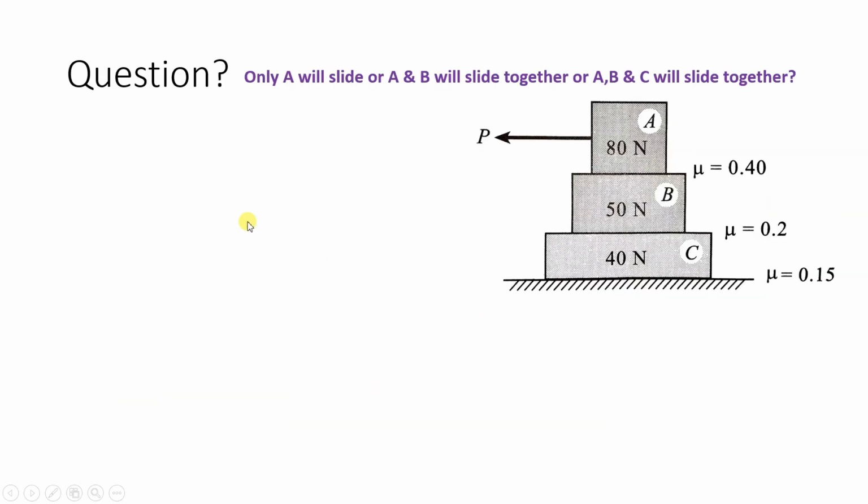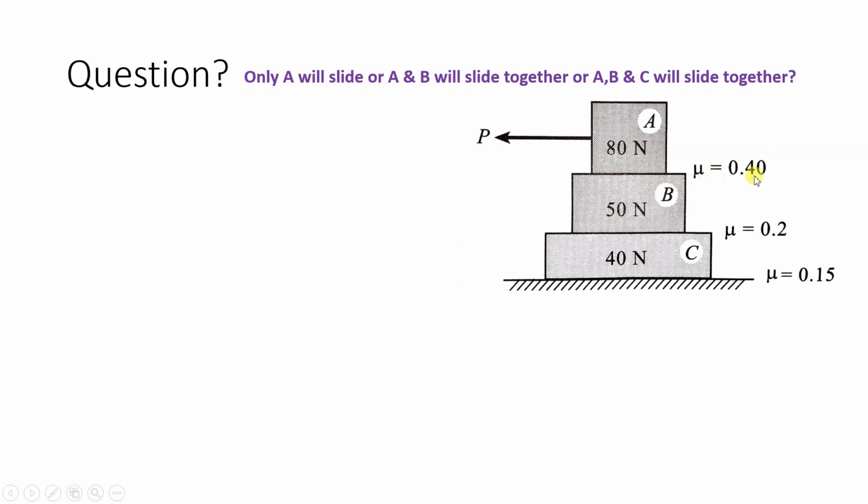Okay, now here one example I have shown. Three blocks are there, block A, block B, block C. Okay, they are placed on a horizontal plane. Weights of the blocks are shown over here: 80 Newton, 50 Newton and 40 Newton. Block A weighs 80 Newton, block B weighs 50 Newton, block C weighs 40 Newton. Now when you apply effort to block A towards left, the question is: will only A slide and B and C remain stationary, or will A and B both slide on C, or will A, B, C together slide on this horizontal surface?